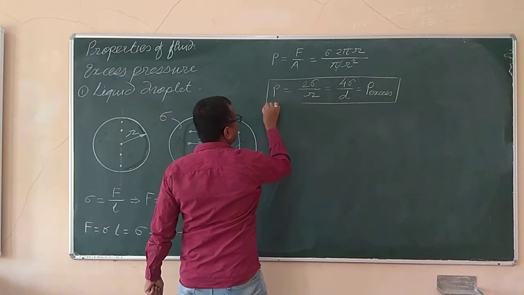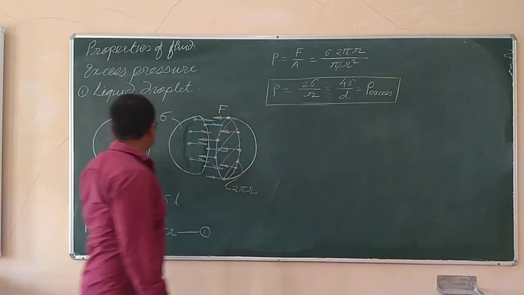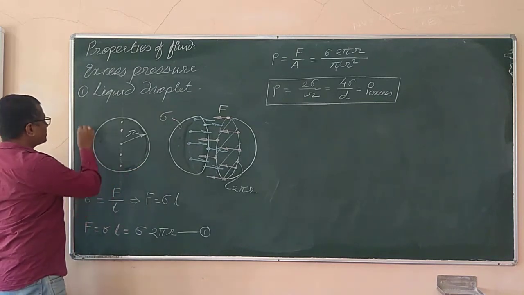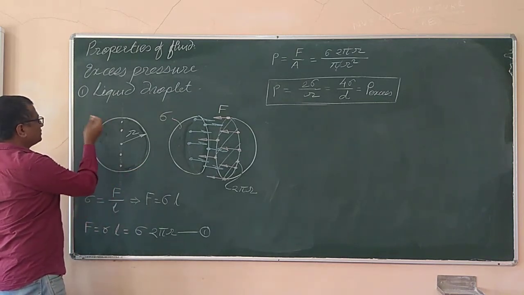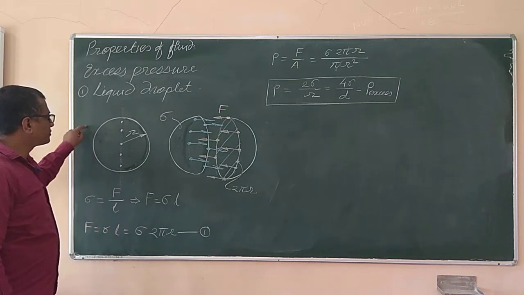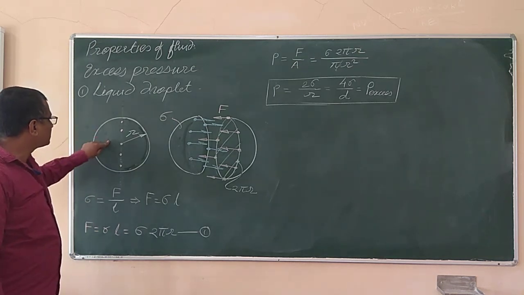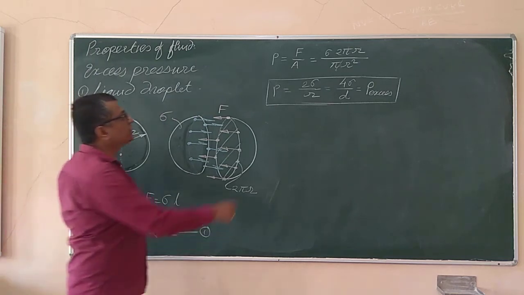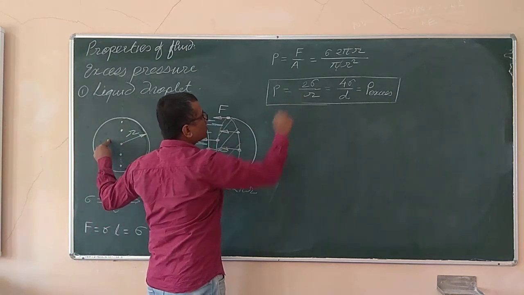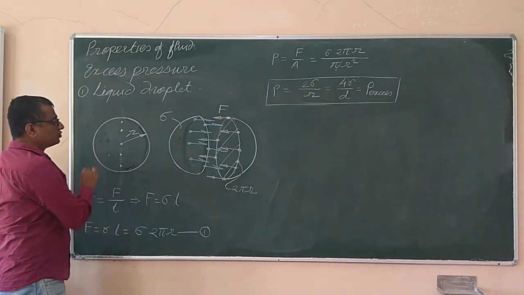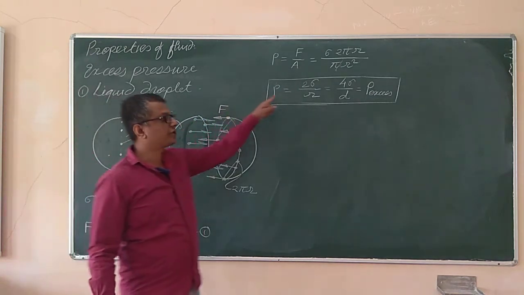Remember that this pressure is more than the surrounding pressure. If the surrounding pressure is, say, the atmospheric pressure, and the magnitude of pressure we get here is equal to 2 sigma divided by r, then the absolute pressure here will be equal to atmospheric pressure plus this pressure.